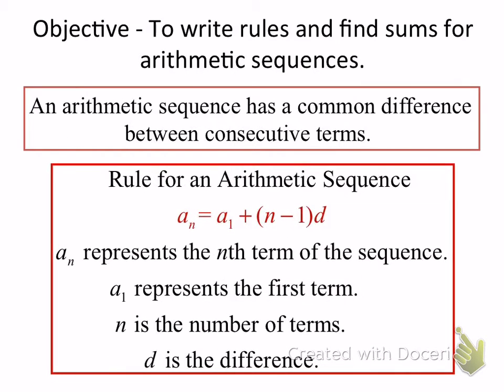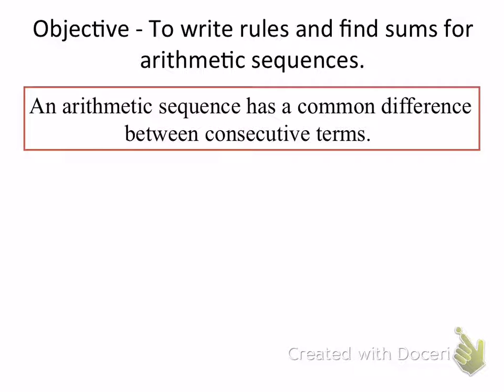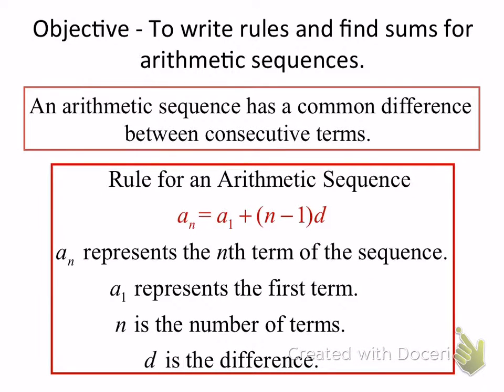Okay, here we go. Let's start with an arithmetic sequence has a common difference between consecutive terms. Please write these notes. You're probably going to want to highlight the formula so you know what to use. Our rule for an arithmetic sequence, the formula is a sub n equals a sub 1 plus the quantity of n minus 1 times d, where a sub n is the nth term, any term. When we say the nth term, we're looking at any term. And a sub 1 is our first term in the sequence.